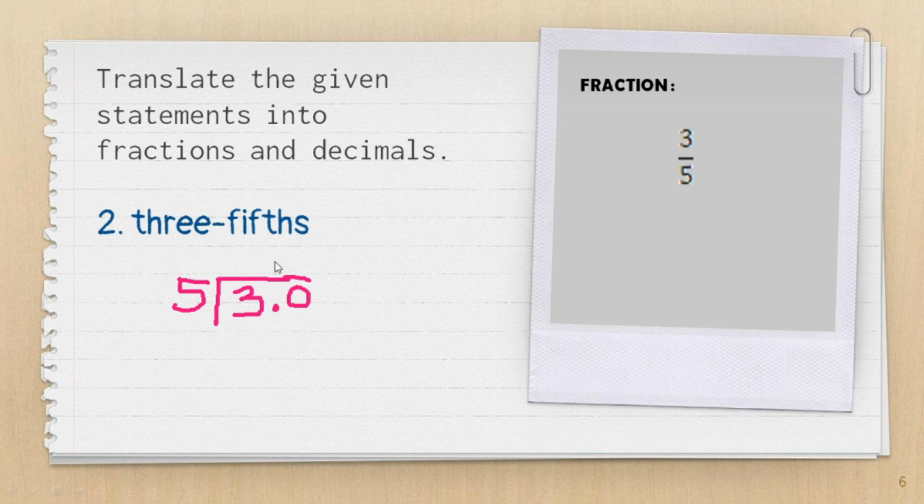So, dahil nagdagdag tayo ng 0 at point, may point tayo dun sa taas. So, 30 divided by 5, that's 6. 6 times 5, that's 30. 30 minus 30, that's 0. So, meaning to say, 3/5 is equal to 0.6 sa decimal number.